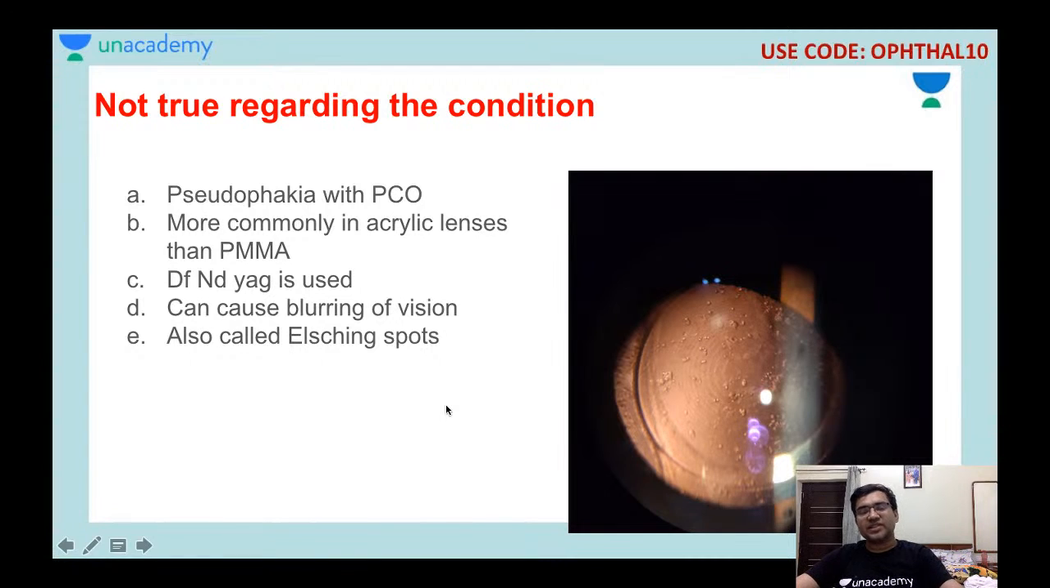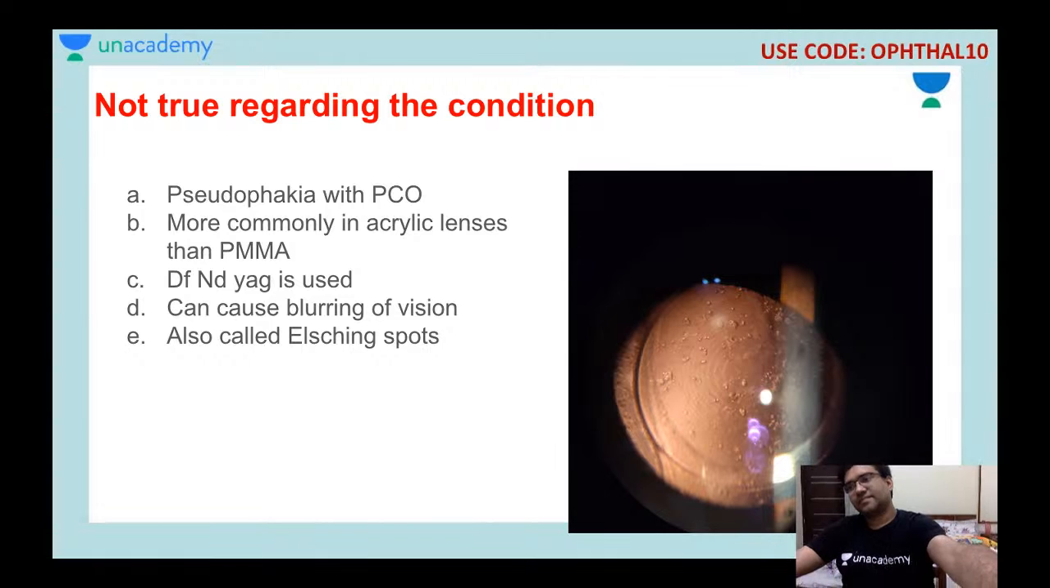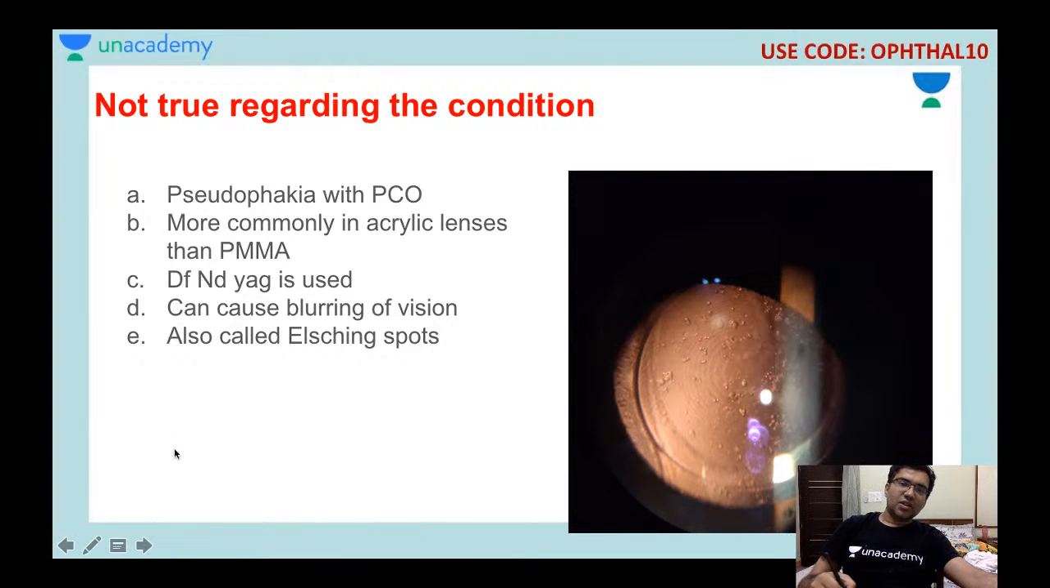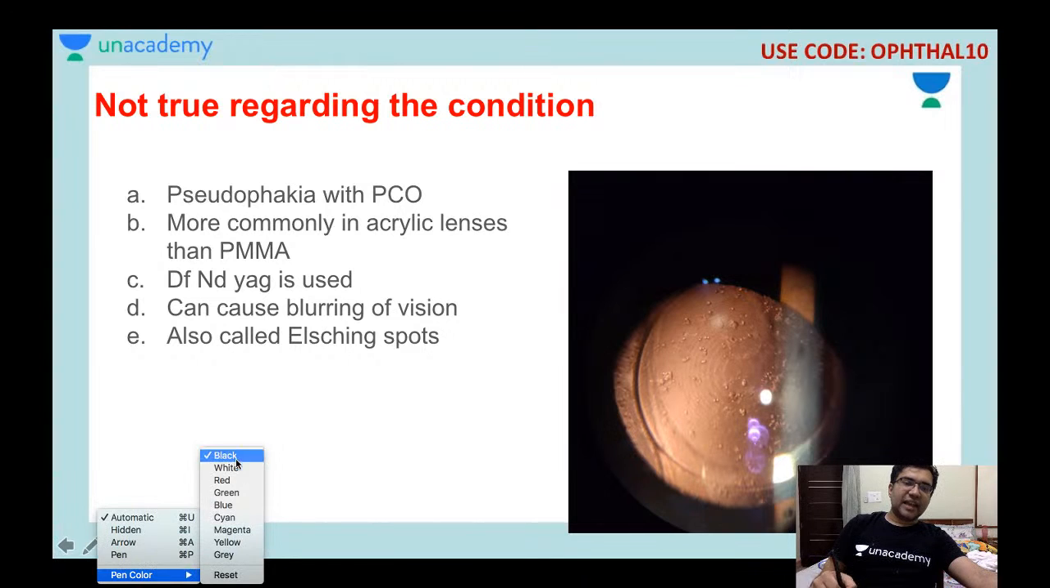Okay, so this is another multiple answers correct. Which of the following is not true regarding this condition? You are seeing the intraocular lens, and behind the intraocular lens you can see some opacities also here. So which of the following is not true regarding this condition? So definitely these are the Elschnig pearls.